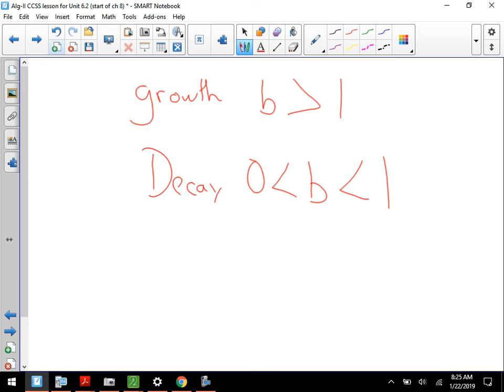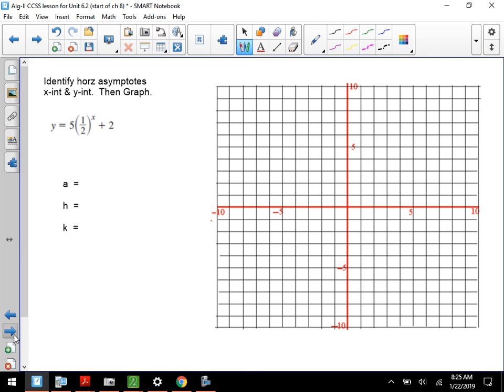Yes, sir. What if B is less than 0? It won't work. Because if it's less than 0, that means your A value is the negative. You'd have to encompass it within the parentheses. Growth and decay are always going to have B values that are always positive. See if that works. All right, I'll show you one.